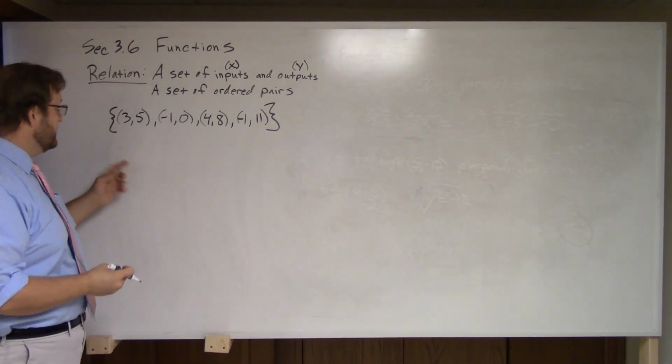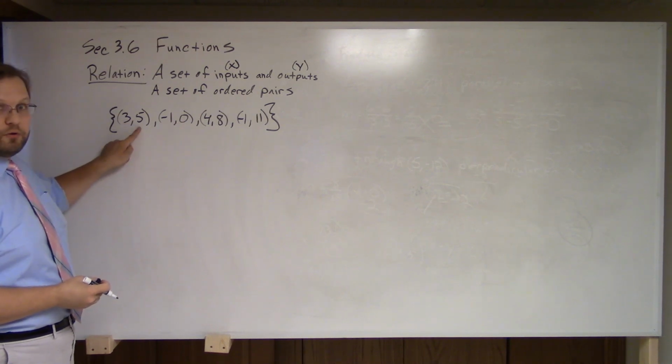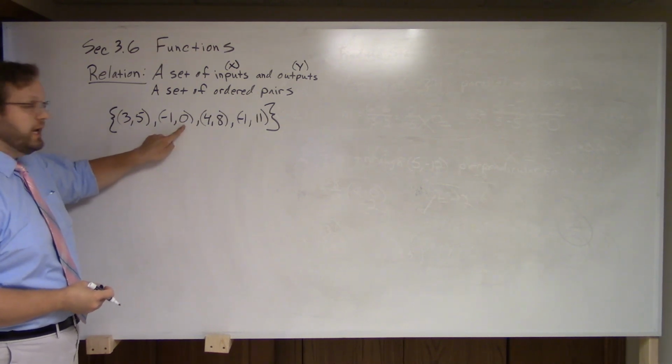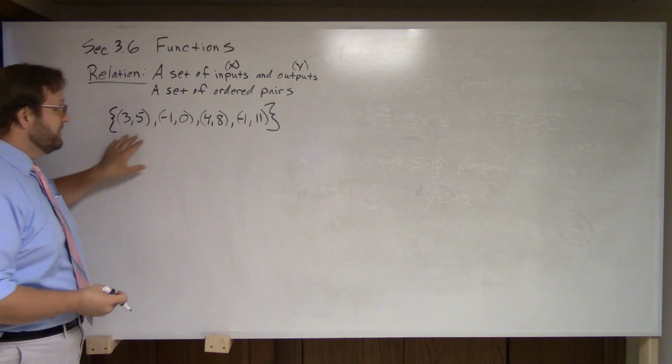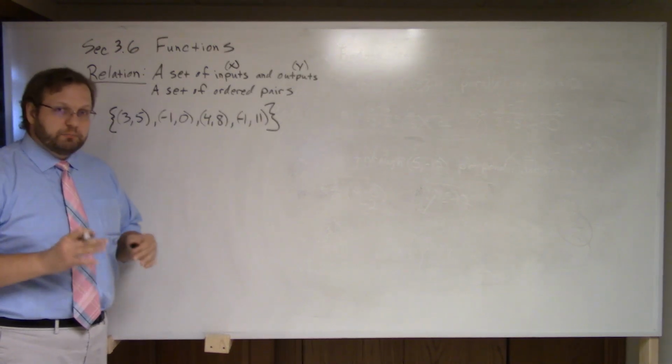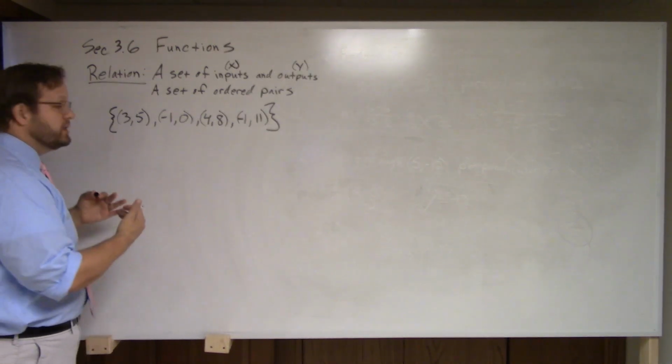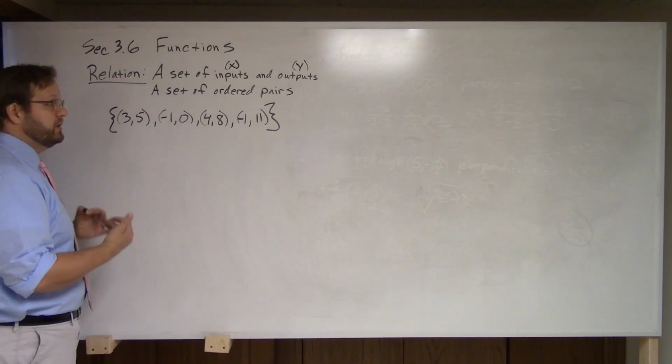We have inputs and outputs. I plug in a 3, I output a 5. Input a negative 1, I have an output of 0. That's all a relation is. Simple as that. Now let's go into more specifics and look at a function.